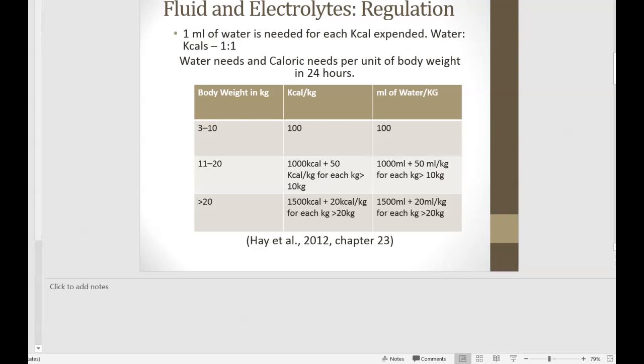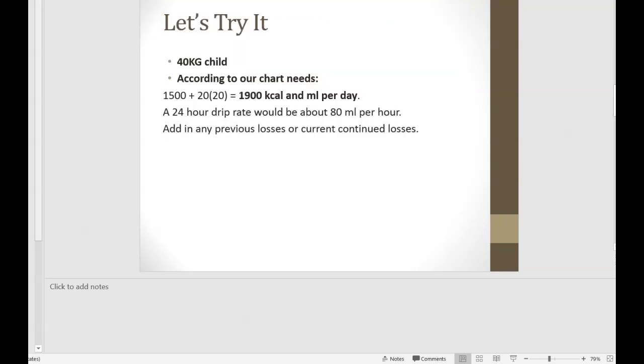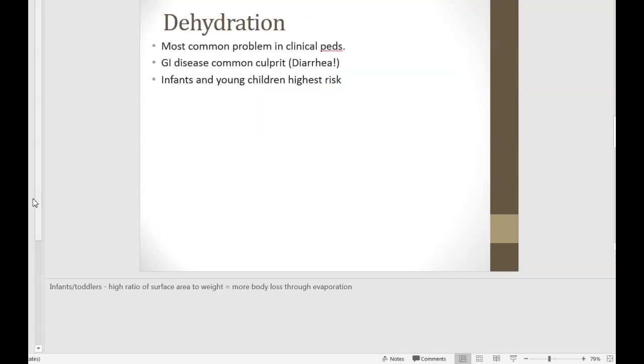If the body weight is between 11 and 20 kilograms, they will need 1,000 kilocalories plus 50 kilocalories per kilogram for each kilogram over 10 kilograms. The formula for the amount of water is the same. If the body weight is greater than 20 kilograms, they will need 1,500 kilocalories plus 20 kilocalories per kilogram for each kilogram over 20, with the same formula for water. And it looks like they go over some of those formulas.